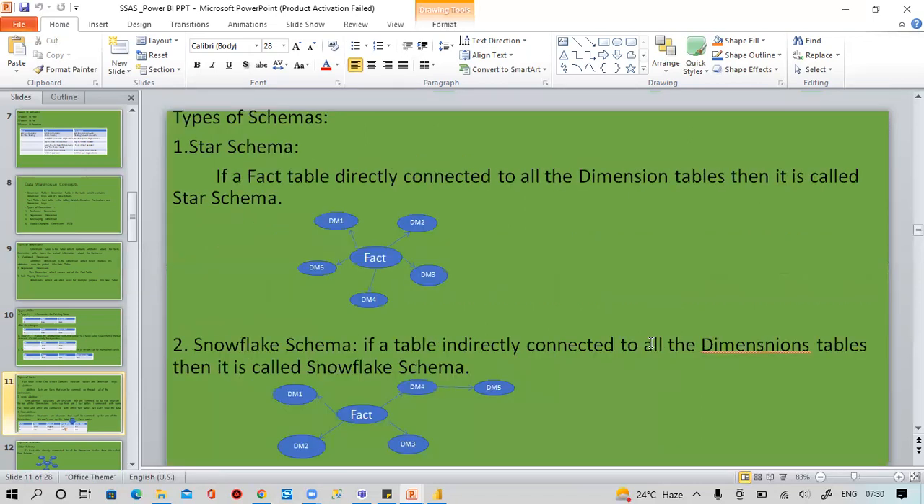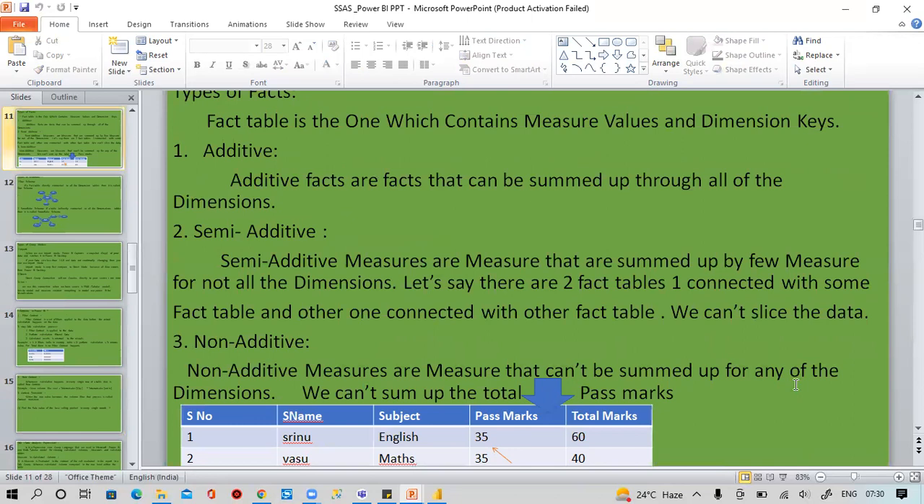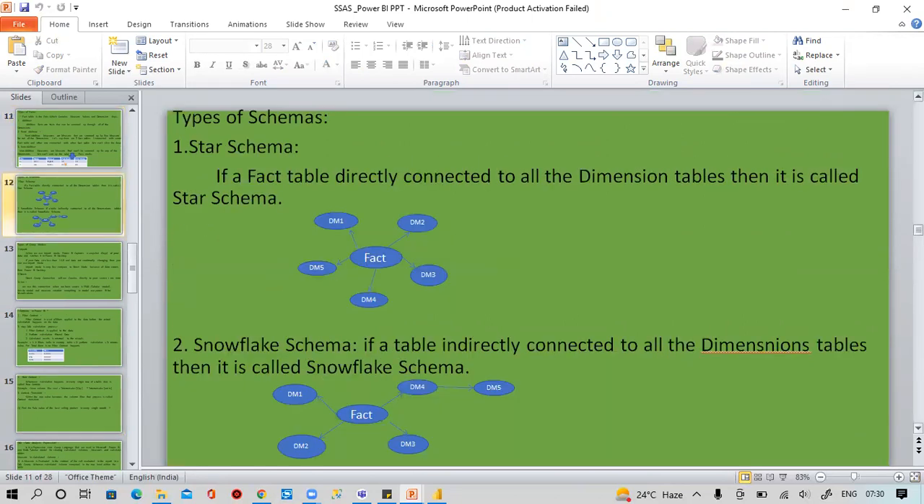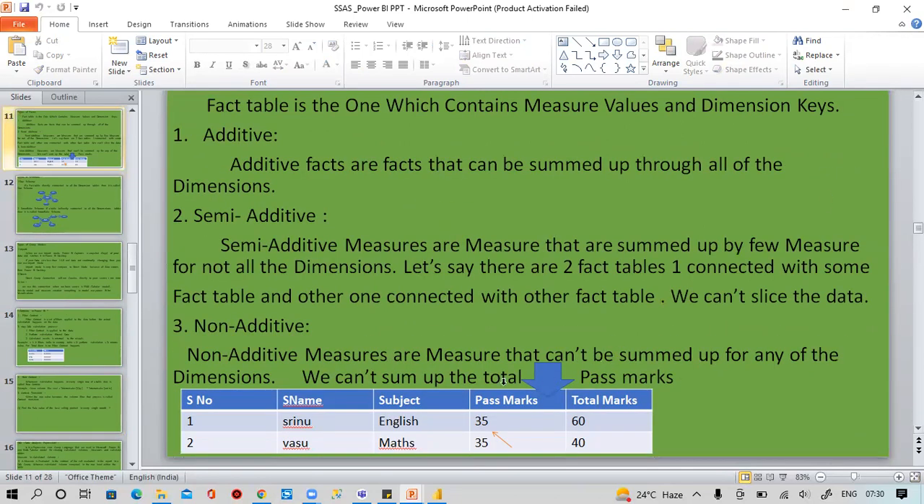Then the non-additive measure. I came up with one example. See, students 1, 2, 3, Srinu and Vasu. Subjects are English and maths, and the pass mark is 35. Total marks he got 60. But we cannot add up, we cannot sum up this value across any dimension, right? This is the non-additive measure. And it is just an example.